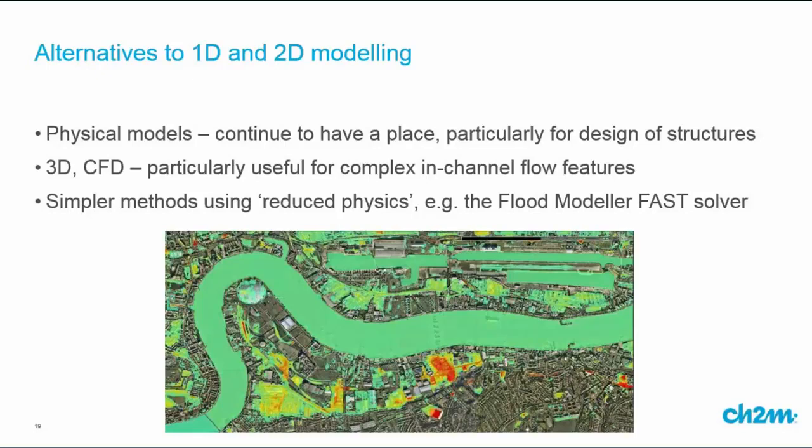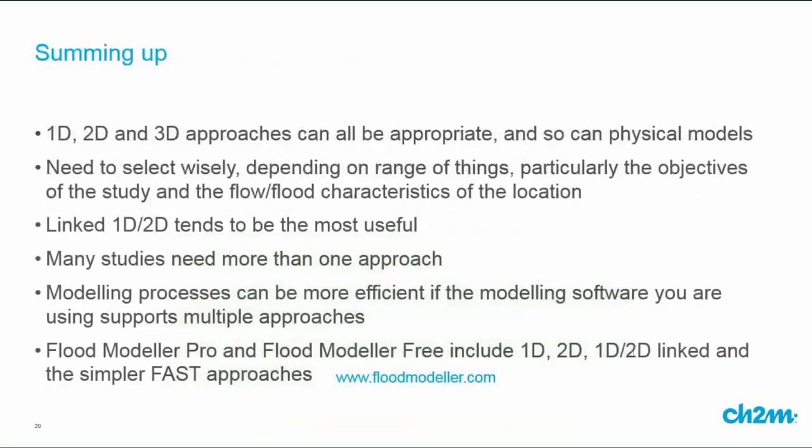So to sum up, I've been talking about 1, 2 and 3D approaches, and they can all be appropriate, and so can physical models and the reduced physics models. When you're undertaking a study or using results, you need to select wisely, and it can depend on a range of things, and particularly the objectives of the study and the flood and flow characteristics of the location you're trying to model. At the moment, linked 1D, 2D models are the most used and the most useful.